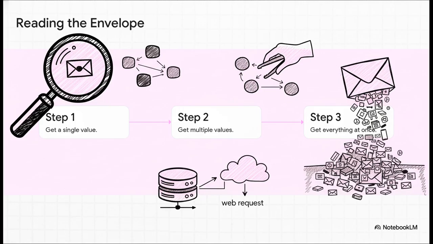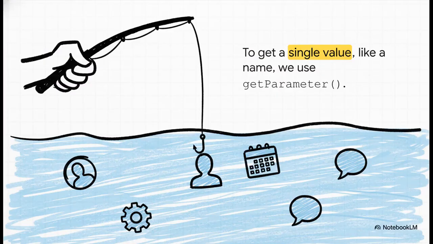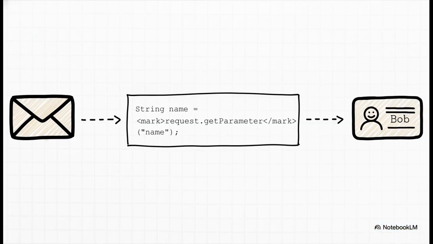First, how do we get just one specific piece of information? Second, what if one item has multiple values? And third, how can we just peek inside and see everything that was sent all at once? The most common thing you'll do is just grab one specific piece of information. Think of it like looking for a particular item on a list. And to do this, we use a method called getParameter. The code for this is beautifully simple. You're just telling the request object, hey, get the parameter with the name, and it hands you back whatever the user typed in. In our example, it would give us back the string Bob.